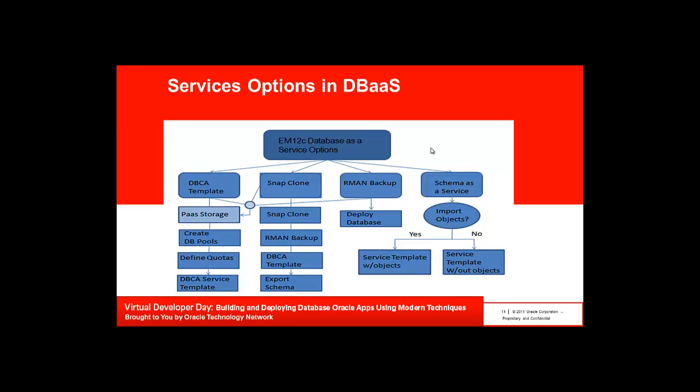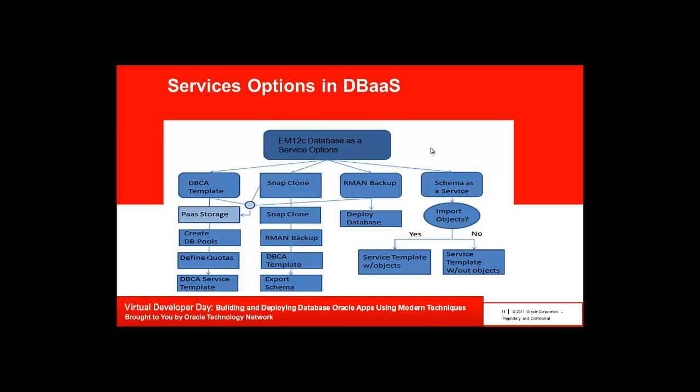There are many options with the database as a service. This option that you're seeing here in the graphic, the EM12C database as a service, you can see often that we're using the DBCA template. So that's Database Configuration Assistant. It then builds into PaaS, Platform as a Service storage. It creates database pools, defines quotas, and then creates finally a service template that can be utilized with DBaaS.